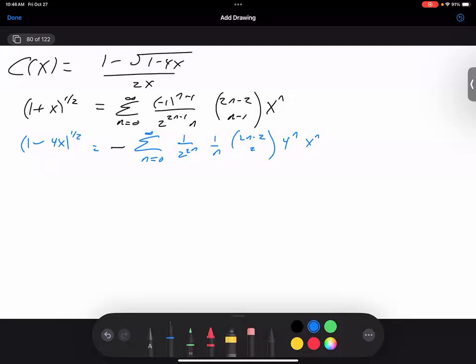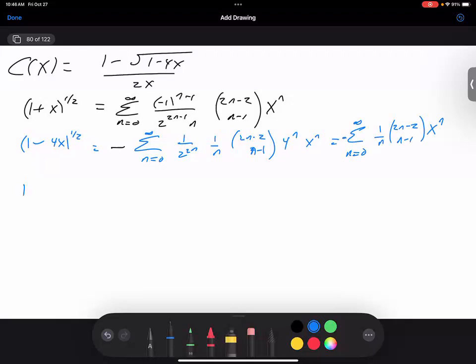One. 2 to the 2n is just 4 to the n. So this is the same as the sum, n goes from 0 to infinity, of 1 over n, 2n minus 2, choose n minus 1, x to the n. And we've got a negative sign outside of all of this.